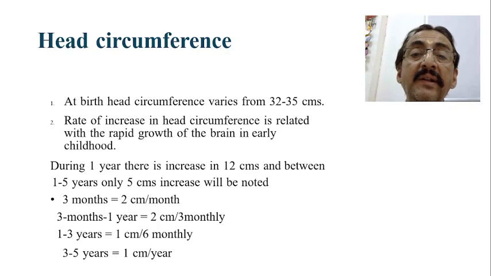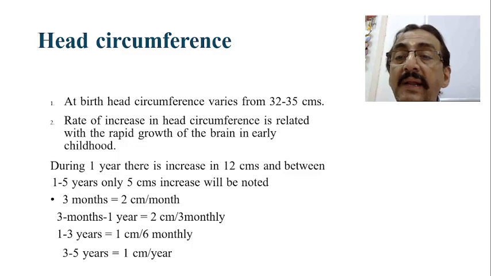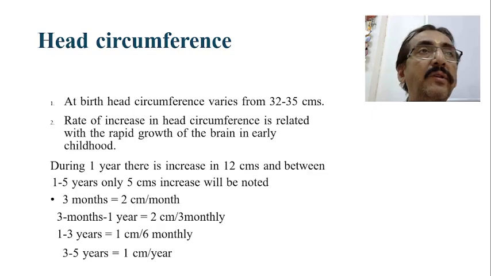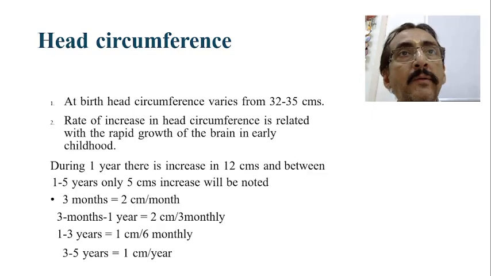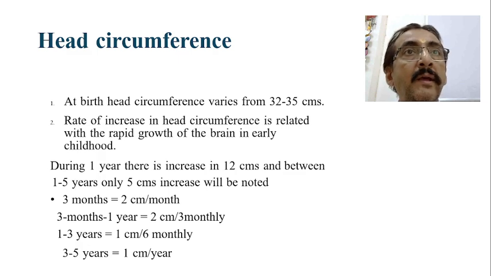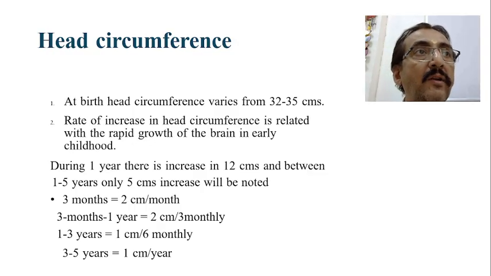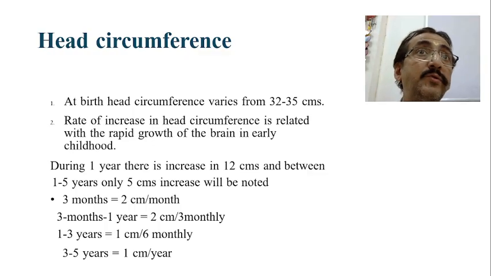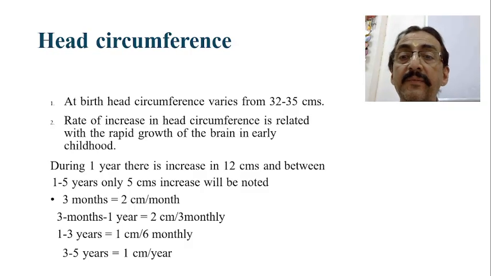The rate of increase in head circumference is related to the rapid growth of the brain in early childhood. One thing should be very clear: in the first 2 years of life, brain growth is maximum. Therefore, the gain in head circumference in centimeters is also very high. Usually in the first year, the head circumference will increase by 10 centimeter. If it is 35 centimeter at birth, at the end of 1 year it is almost 45 centimeter. So you can assume how fast the brain is growing. Therefore, the first 2 years of life is a period of rapid brain growth.